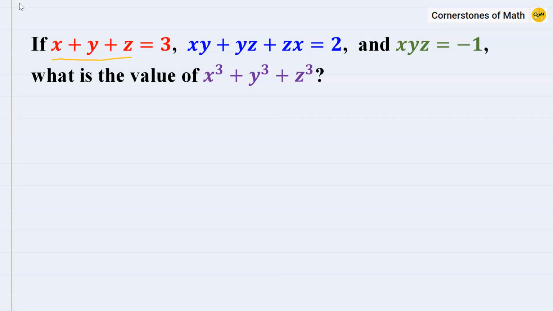If x plus y plus z equals 3, xy plus yz plus zx equals 2, and xyz equals minus 1, then what is the value of x cubed plus y cubed plus z cubed?